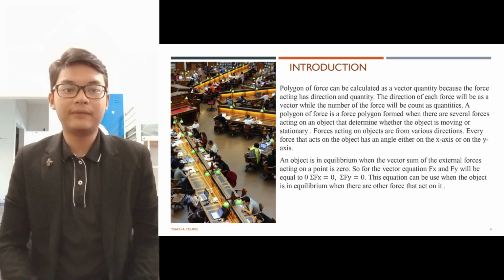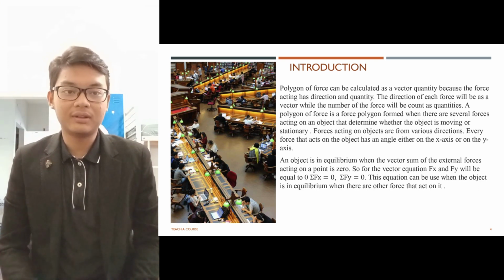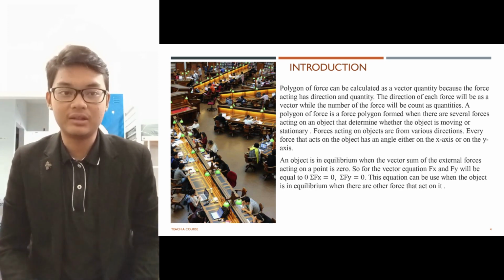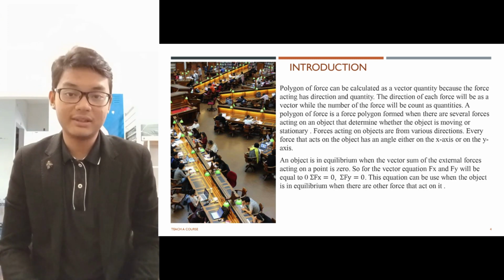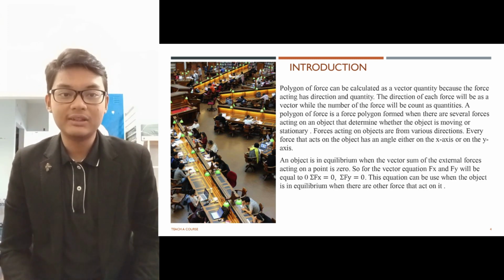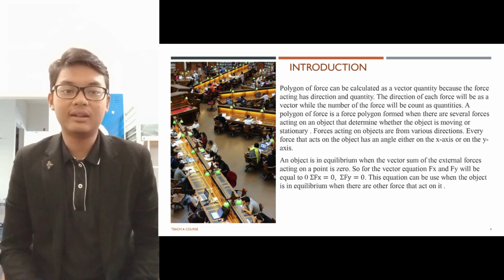Polygon of forces can be viewed as a vector quantity because the force acting has a direction and a magnitude. The direction of each force will act as a vector, while the amount of the force will be counted as the magnitude. A polygon of force is a force polygon formed when there are several forces acting on an object that determines whether the object is moving or stays stationary. Forces acting on objects originate from various directions. Every force that acts on the object has an angle, either on the x-axis or on the y-axis.